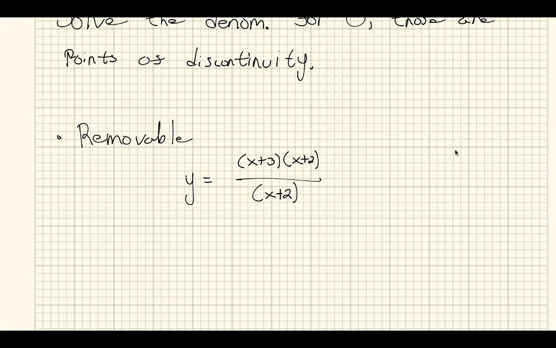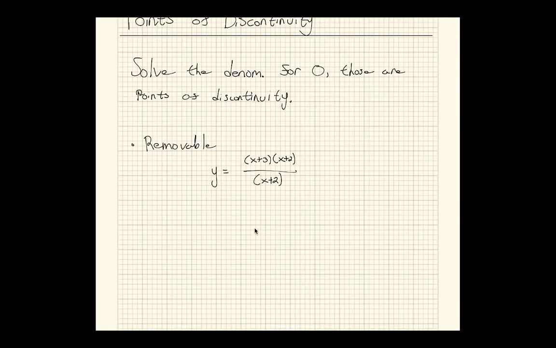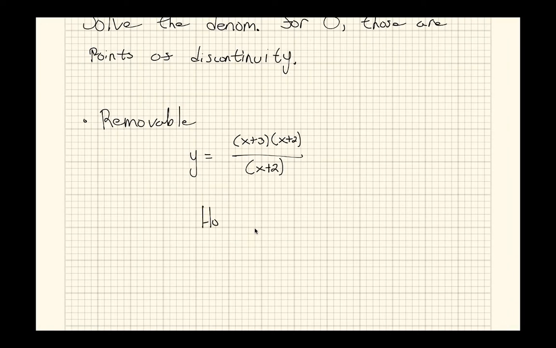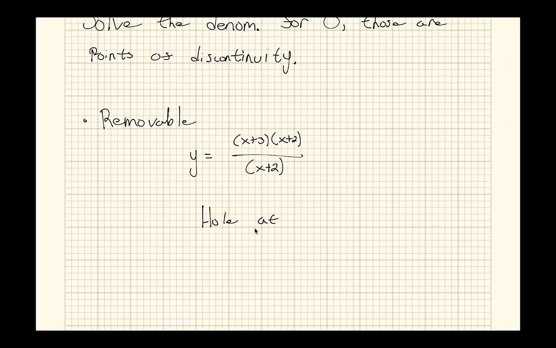But in the original equation, you do have x plus 2 in the denominator. So if you tried to plug in negative 2, negative 2 plus 2 is technically 0. But there's a difference between 0 over 0 and some other value over 0. 0 over 0 produces a hole in the graph, whereas any other value over 0 would produce a vertical asymptote. So this is why we refer to this as removable, because you can cancel the x plus 2's. So this produces a hole at x equals negative 2.